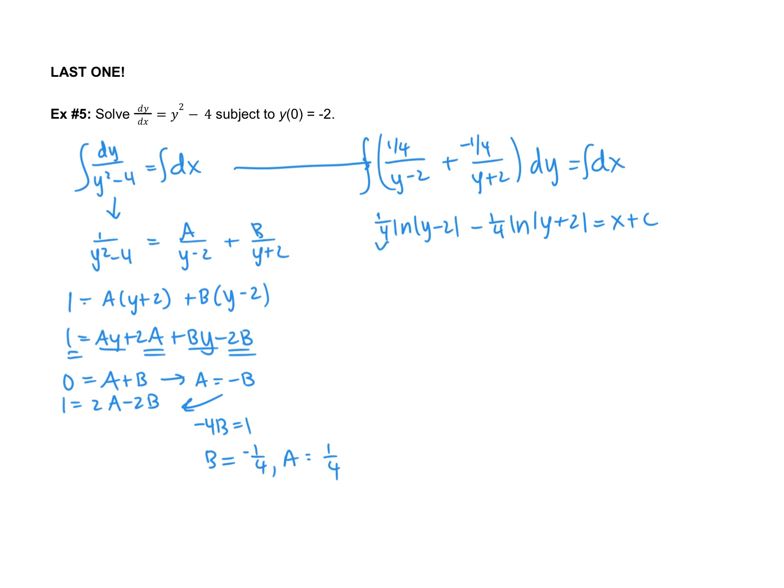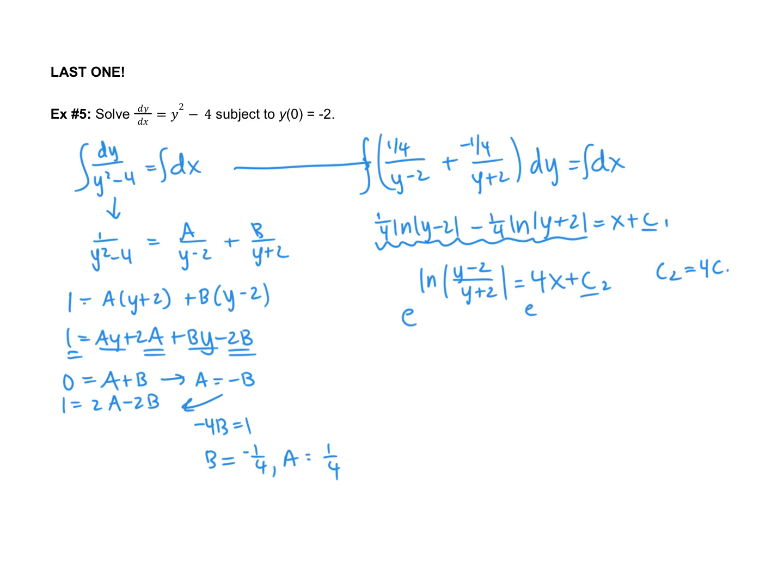Okay, on this left side, I can multiply by 4 and then condense those natural logs. So I get the natural log of y subtract 2 over y add 2 is equal to 4x add c. Now in this case, these c's are not the same. So I'm going to call this one c1 and this one c2. So c2 is 4 times c1.